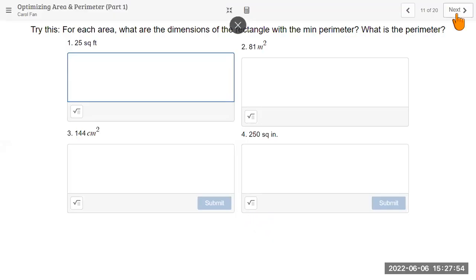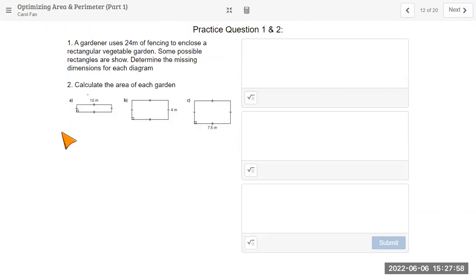Hi class, I'm not going to take up slide 11, but I do want to mention a few things for slide number 12. So slide 12, I want you to practice with some of these questions. It says, a gardener uses 24 meters of fencing to enclose a rectangular vegetable garden. Some possible rectangles are shown below. Determine the missing dimensions for each diagram.